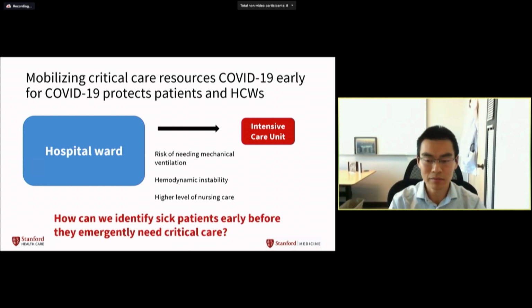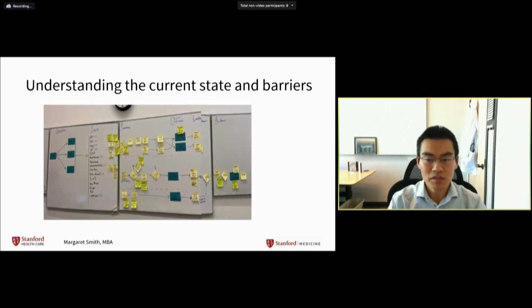So we came up with the problem statement of how can we identify sick patients early before they emergently need critical care? We started by using principles from process improvement to more deeply understand the current state. And I'd like to give special thanks to Margaret Smith for leading this work. We held focus groups and interviews with tons of sticky notes, whiteboard sessions with frontline clinicians to better understand their current processes and pain points.